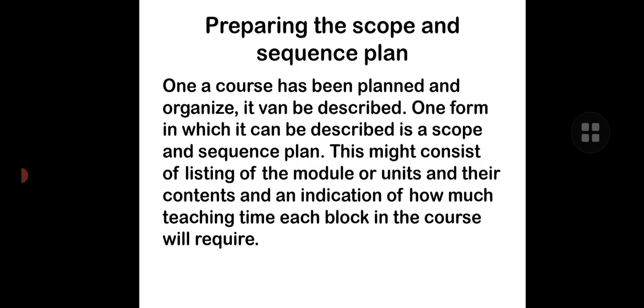So preparing the scope and sequence plan. Once a course has been planned and organized, it then has to be described. One form in which it can be described is a scope and sequence plan. This might consist of a listing of the modules or units and their contents and an indication of how much teaching time each block in the course will require.